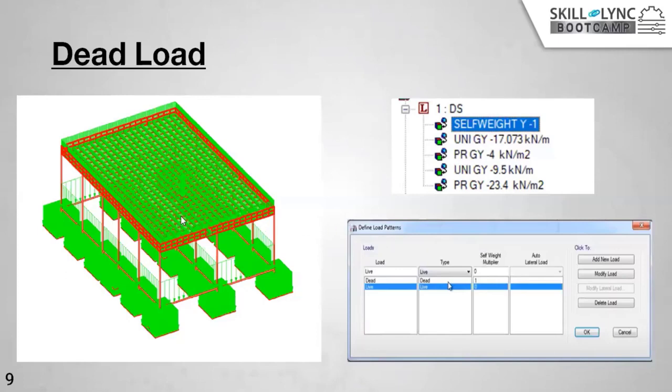If you want to define a dead load, STAAD Pro requires the self weight command. ETABS requires the define load pattern, where we have to define the self weight multiplier. This is the basic of starting the loads. We will see the loads one by one. That dead load is simply the self weight of the structure.